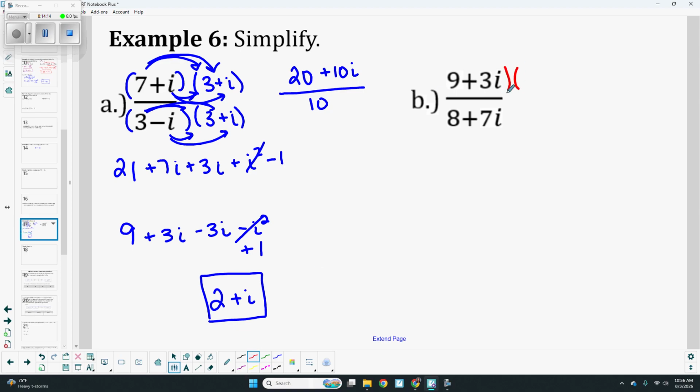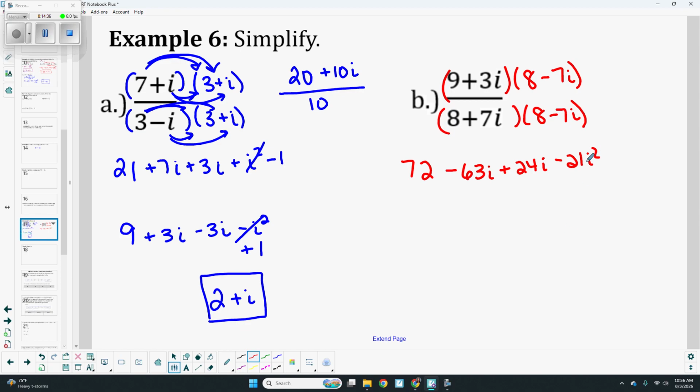For B, we're going to multiply both the top and bottom by 8 minus 7i. So for the top, 72 minus 63i plus 24i minus 21i squared. So that's really plus 21. So that's 93, minus 63 and 24, that's 39, negative 39i.